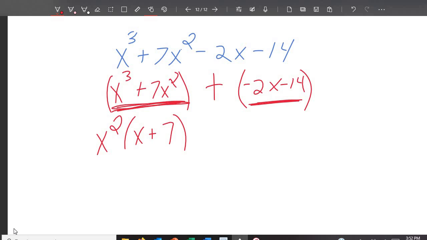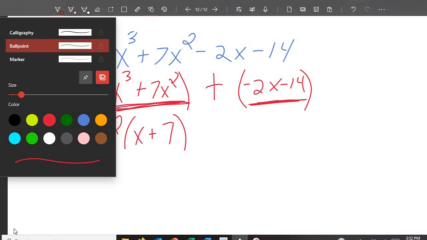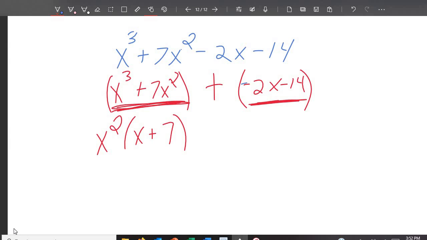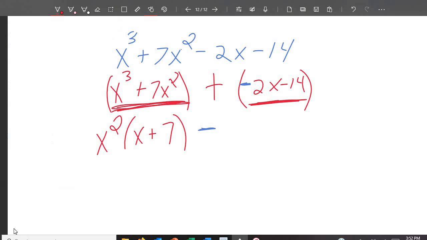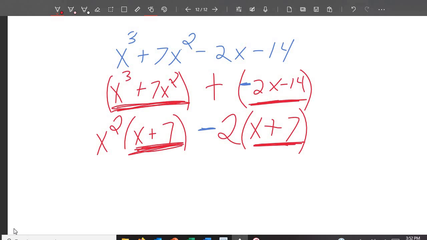The second one, though, the first term is negative. So my GCF will be a negative. And not only that, it's going to be a negative 2. They're both divisible by negative 2. So when I divide by negative 2, we're going to get positive x plus 7. These two have to match. If they don't match, you've done something wrong.